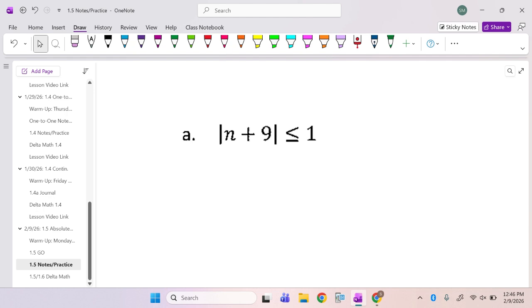-10 is less than or equal to x, or n, whatever, I guess we can put n. It's less than or equal to -8. So whenever you do it between, you always write in numerical order.